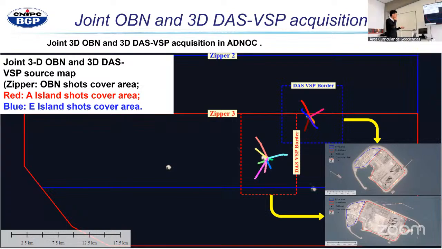So this is an example of what we did 2 years ago in Abu Dhabi. It's the largest 3D OBN and DAS VSP application. As you can see here, these are two artificial islands. One island we have 6 wells, and another one we have 7 wells.